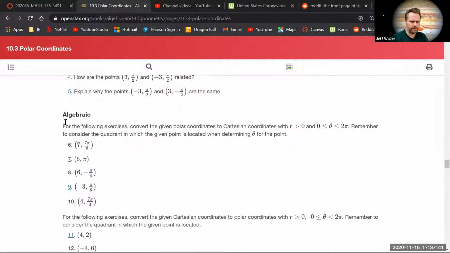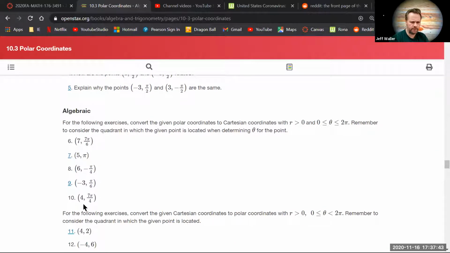So which ones are you talking about? These here, maybe? Can you be a little more specific out there? Here we go. Yes, okay. The following exercises: convert the given polar to Cartesian coordinates with r greater than 0 and theta between 0 and 2 pi. Let's try number 8 and see what happens.